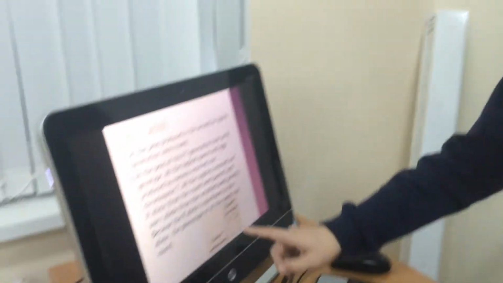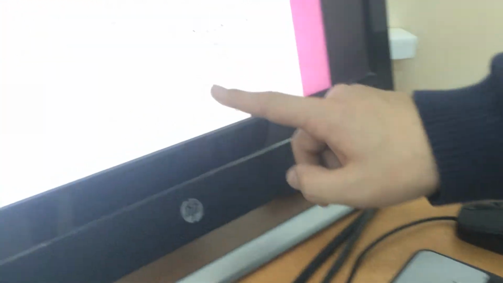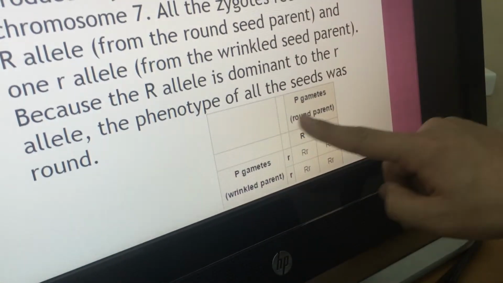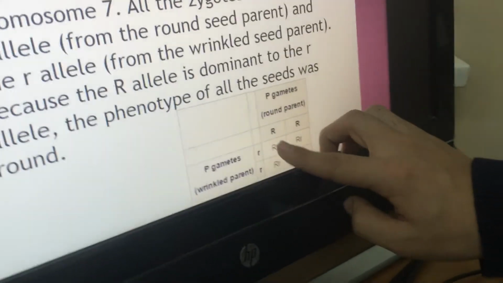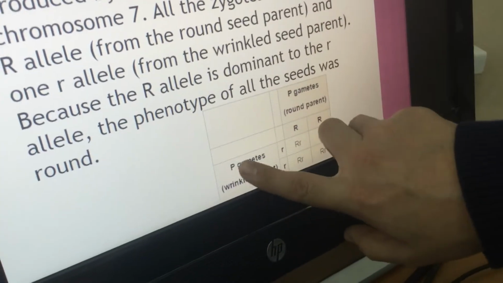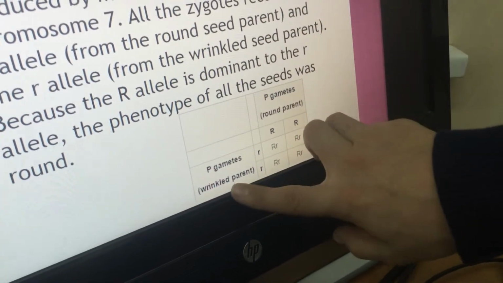Then we studied the terminology of genetics: allele and dominant allele. Then I will show the table: P gametes, wrinkled pea and round pea. If we multiply their R and r gametes, round and wrinkled. Did you see?